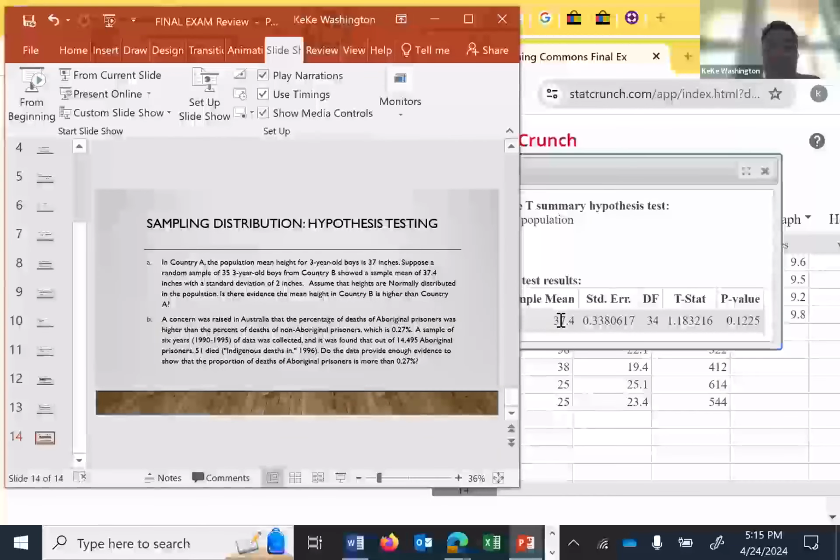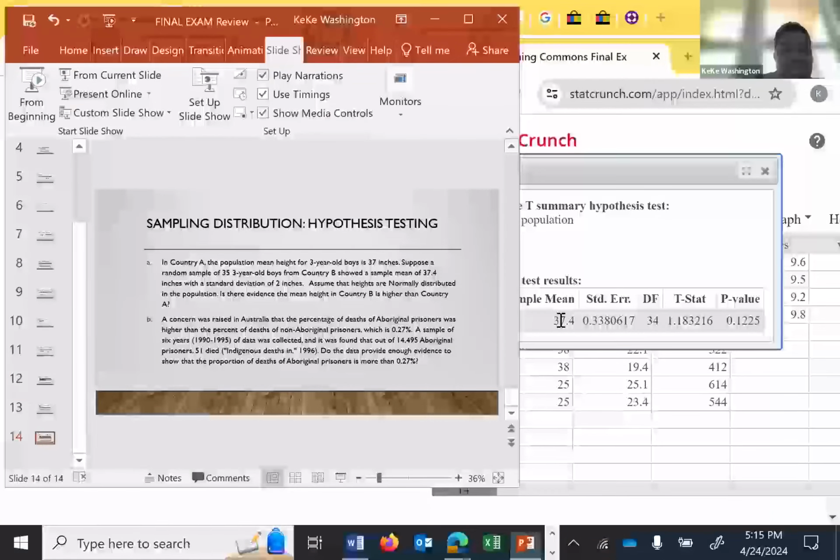They found that out of the 14,495 Aboriginal prisoners, 51 died. Do the data provide enough evidence that show that the proportion of deaths is more than 0.27%?